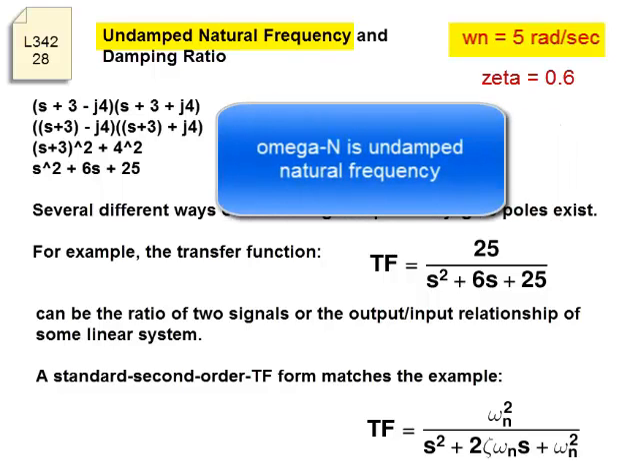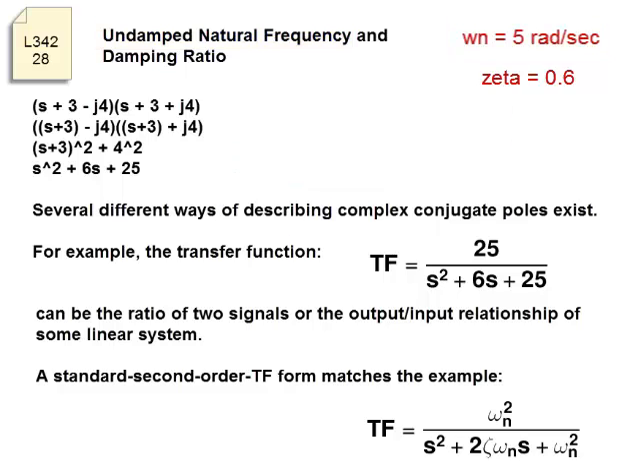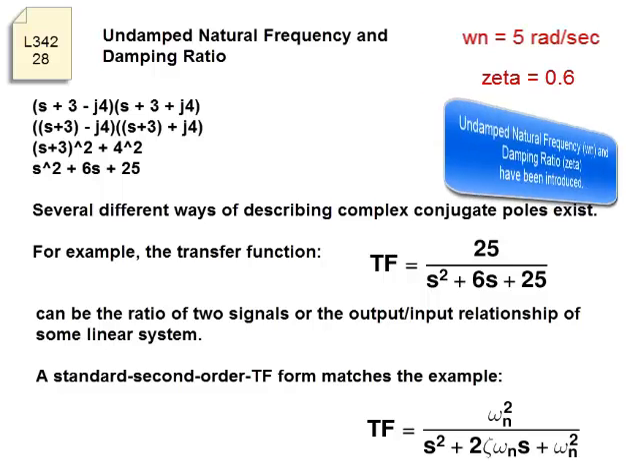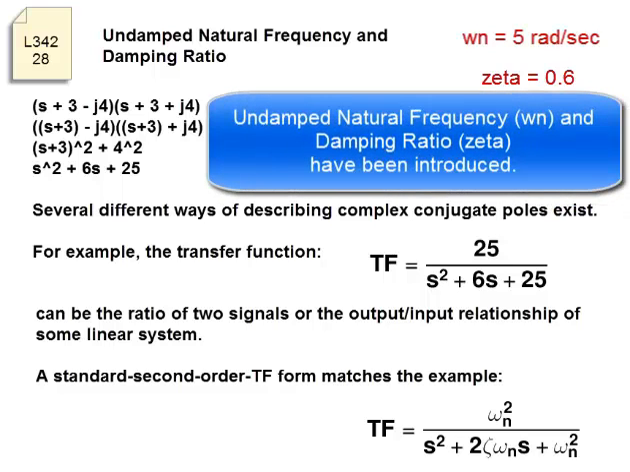Omega n is undamped natural frequency. Zeta is damping ratio. Undamped natural frequency omega n and damping ratio zeta have been introduced. You can expect to see these many more times over the next 12 months.